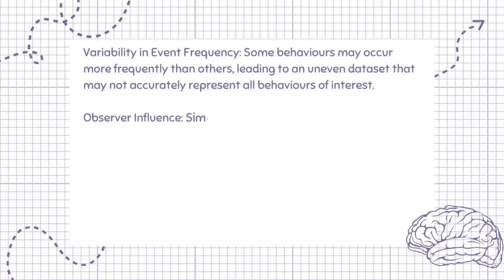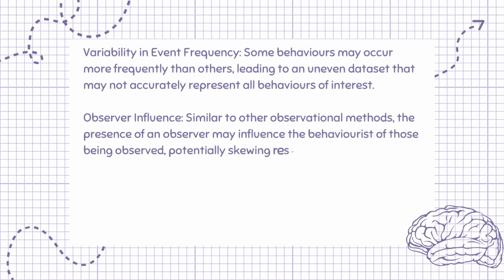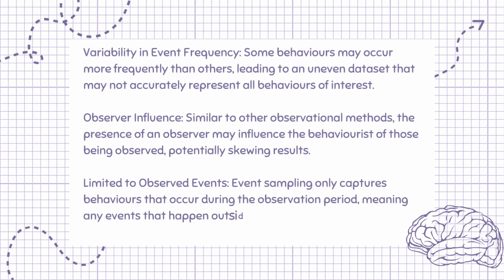Observer influence. Similar to other observational methods, the presence of an observer may influence the behavior of those being observed, potentially skewing results. Limited to observed events. Event sampling only captures behaviors that occur during the observation period, meaning any events that happen outside that timeframe are not recorded.